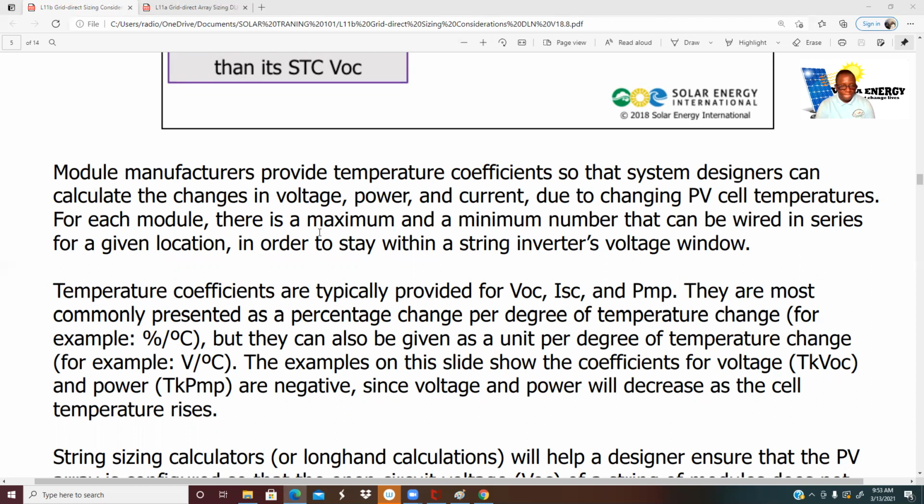For example, percent divided by degree. But they can also be given as a unit per degree of temperature change. For example, volt divided by degree Celsius. The example on this slide shows the coefficients for voltage, TK VOC, and power, TK PMP, are negative, since voltage and power will decrease as the cell's temperature rises.